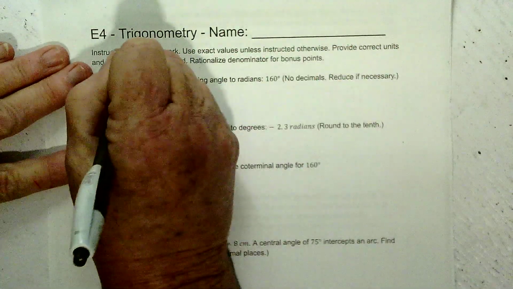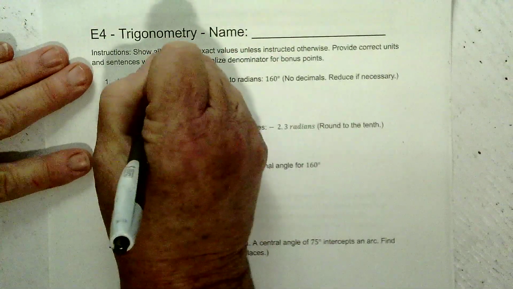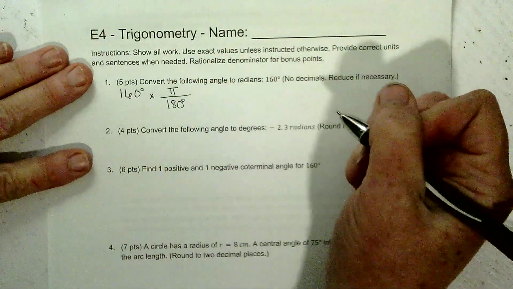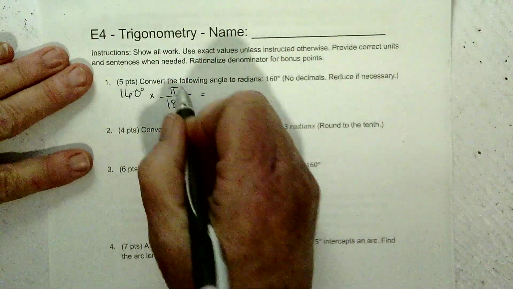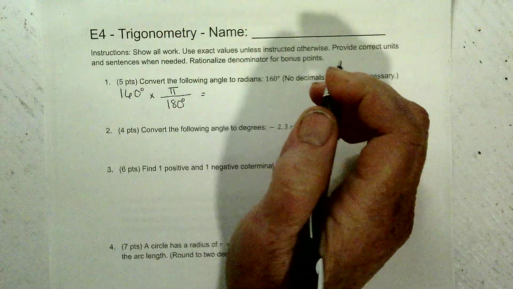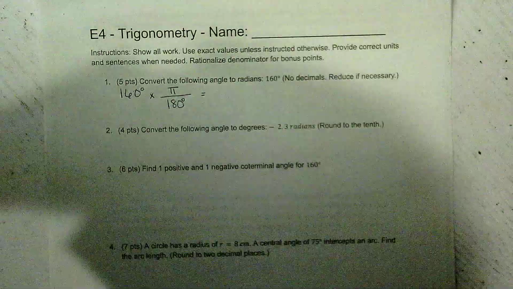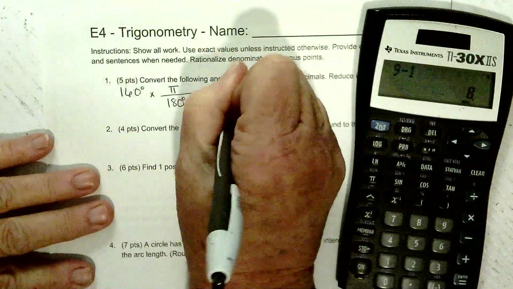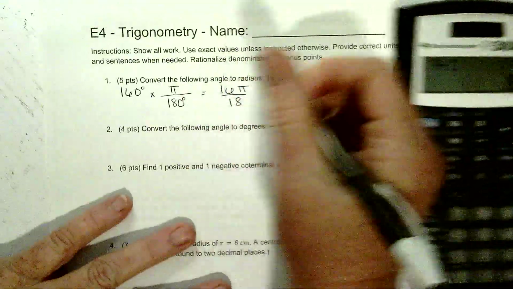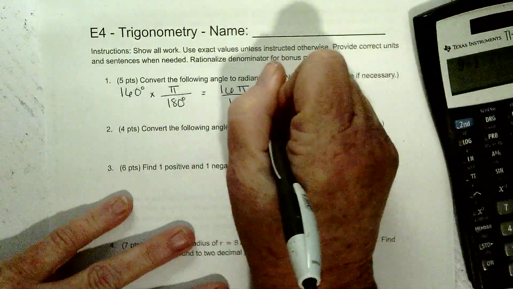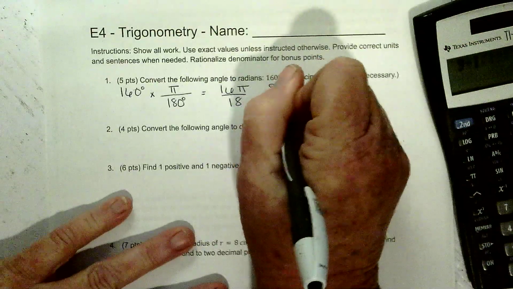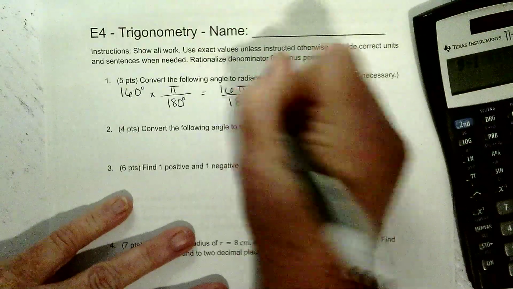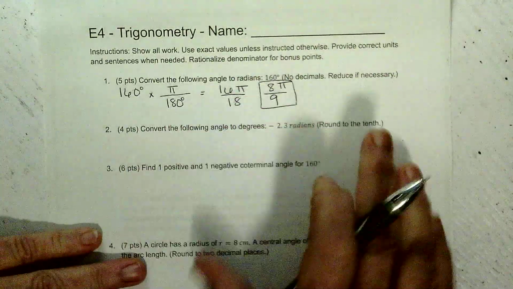So I'm going to take my 160 degrees. Anytime you're going from degrees to radians, you just multiply by pi over 180 degrees. When you do that, you get 160 pi over 180. I'm going to go ahead and start reducing. I know it reduces by 10. Well, if it's reduced by 10, that's going to give me 16 pi over 18. But I know that that's reducible by 2. So 16 divided by 2 is 8, and 18 divided by 2 is 9. And that's as low as we can go. There's my radians version for this. The majority of you got that one right.